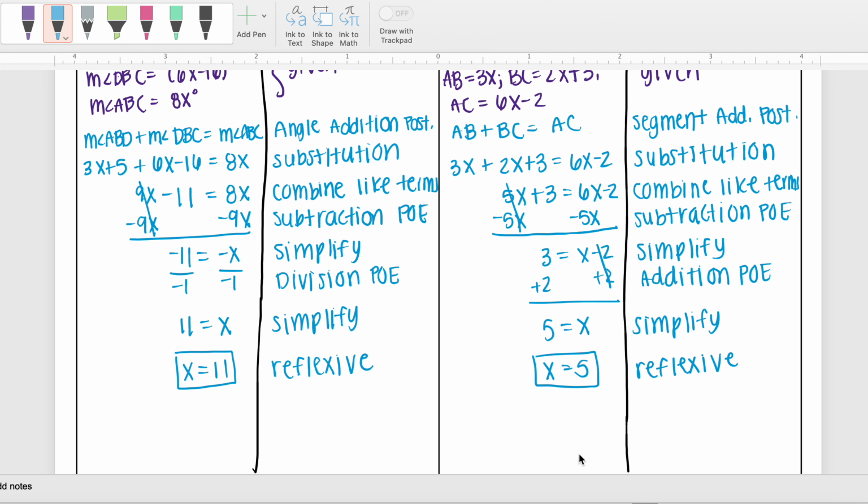So the final answer you should have gotten here was x equals 5. So I first combined like terms to get 5x plus 3 equals 6x minus 2. And then I went so on. And again, we want x to be on the left-hand side, so I had to use the reflexive property at the end.